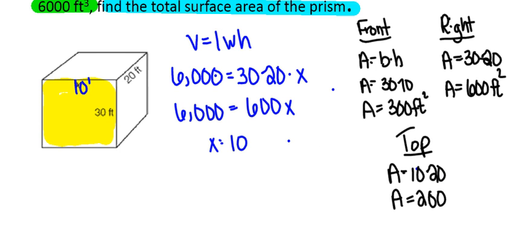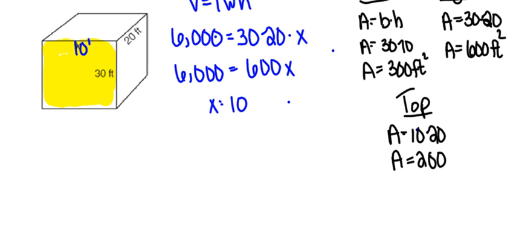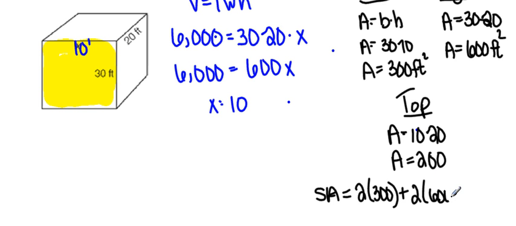So our total surface area for this particular prism is going to be the front plus the back, or 2 times 300, plus the right plus the left, or 2 times 600, plus the top plus the bottom, plus 2 times 200. And when I get my calculator out and plug that all in, I'm going to give you a minute to go ahead and plug that into your calculator.